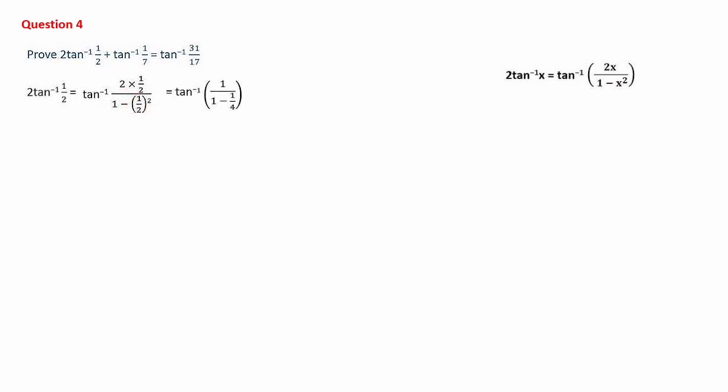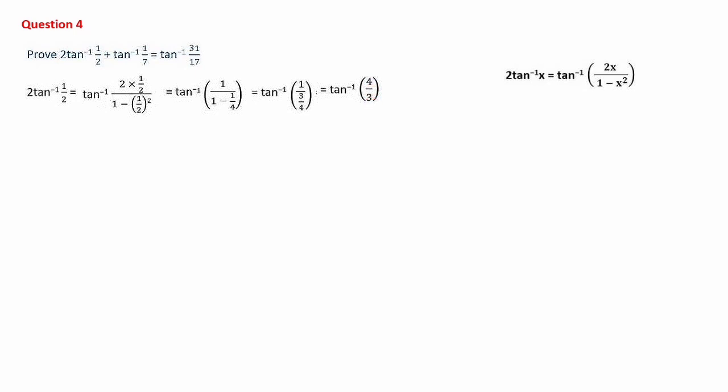A little bit of calculation: the 2s can be cancelled, only 1 will be there in the numerator. 1 minus 1 by 2 the whole square is 1 by 4. That is equal to tan inverse 1 divided by 4. When you take LCM, 4 into 1, 4 minus 1, that is 3. 3 by 4 will be coming in the denominator. That is 1 by 3 by 4, which means take the reciprocal, that is 4 by 3. So 2 tan inverse 1 by 2 we have got as tan inverse 4 by 3.